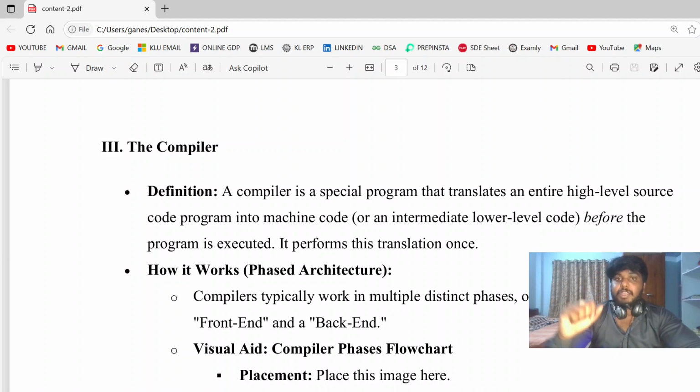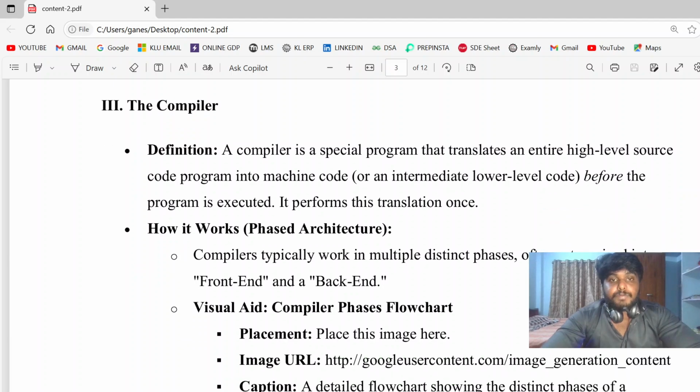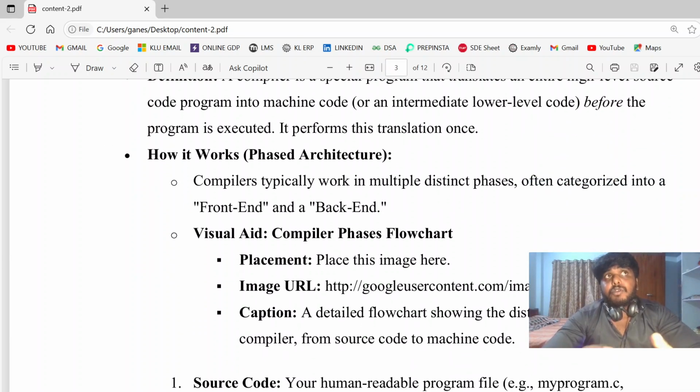So what is a compiler? We use a compiler in the C language. A compiler is a special program that translates entire high-level source code into machine code before the program is executed. It's like, if you have ever executed a C program, we write that program: hash include stdio, int main or void main, open the braces, printf hello world, close the main function. So if we compile that, there will be no errors.